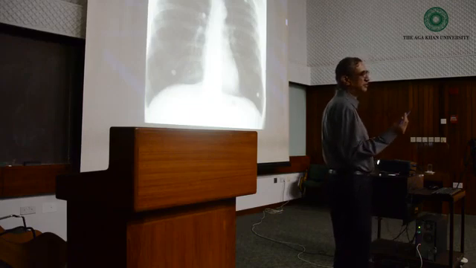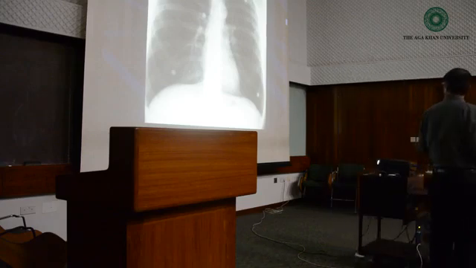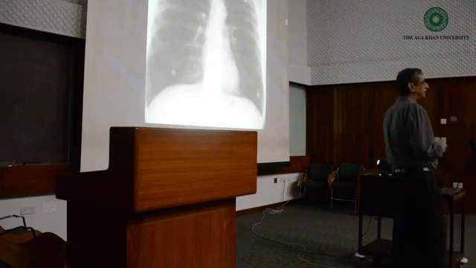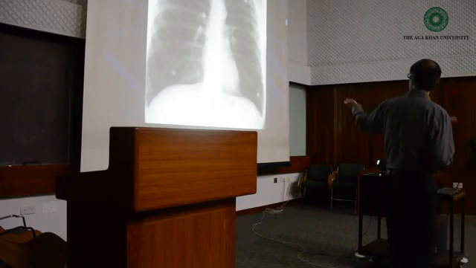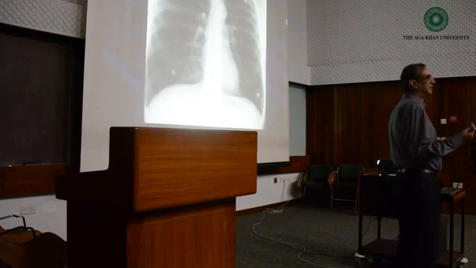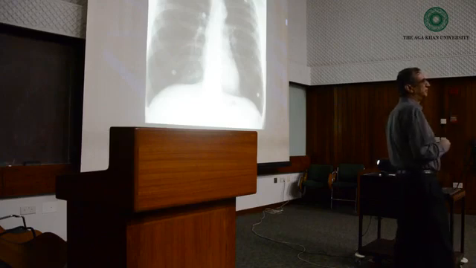Does everyone know dextrocardia? Yes. Okay. So heart on the opposite. And you also know situs inversus? Okay, in situs inversus, the organs are also opposite. So the liver would be on the left and spleen would be on the right. That is situs inversus, in which the organs are on the opposite side.